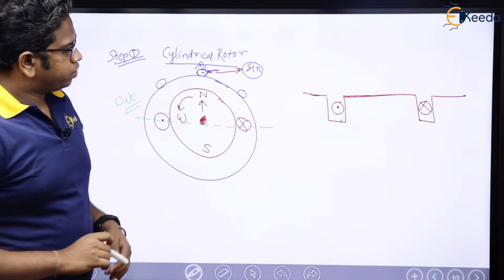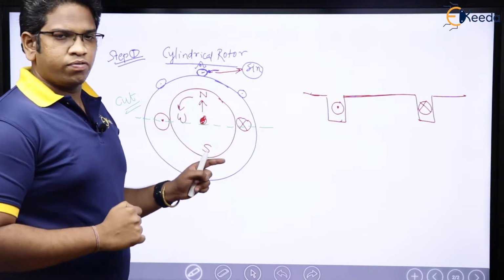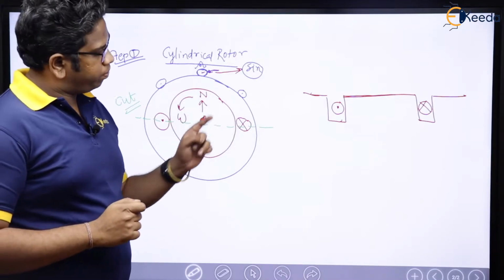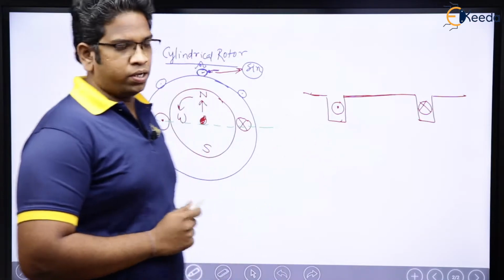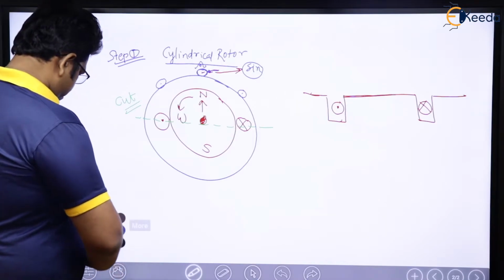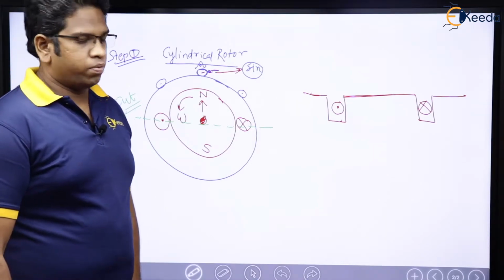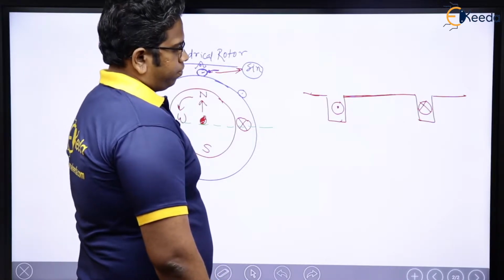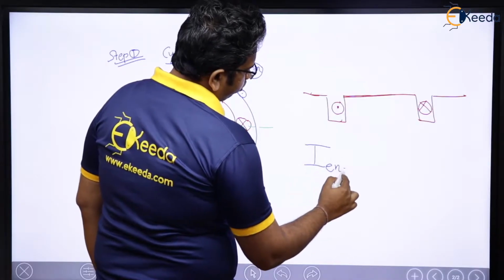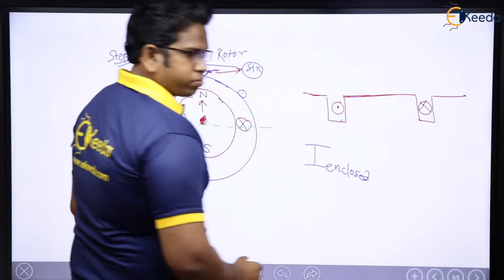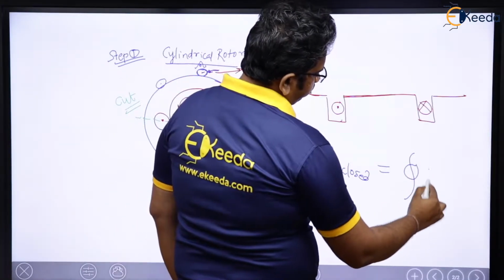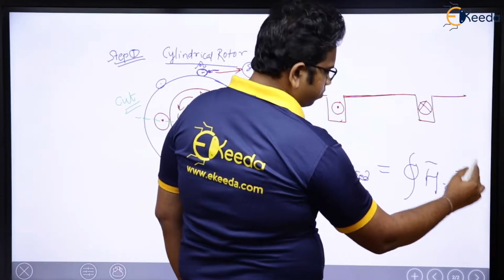Now see here. I am expected to find the MMF waveform in space. Let us try to think how the MMF waveform in space will be for this one. Before that, let us think of what MMF is. If you remember Ampere's law, the current enclosed is going to be the closed integration of H dot dl.